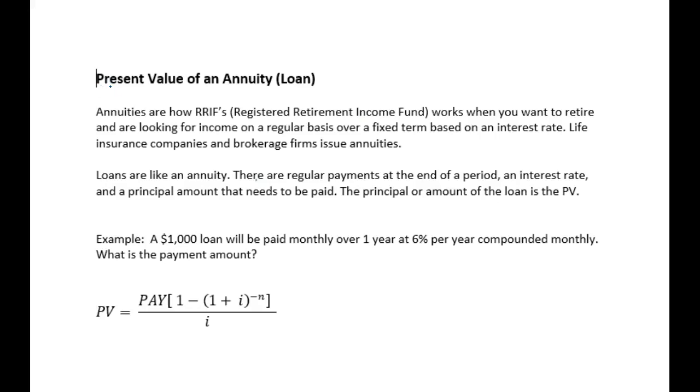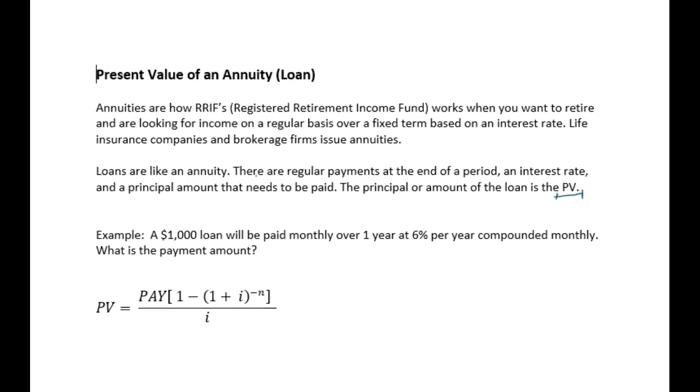So we'll look at another example of using the present value of an annuity formula in terms of a loan. Annuities are really how a registered retirement income fund works. If you're looking at retirement rates and things like that, a lot of life insurance companies and brokerage firms look at annuities as well. You can think of loans like an annuity as well, since there are regular payments at the end of a payment period. You're given an interest rate, principal amount, etc. So you can think about loans in terms of the present value formula of an annuity. So let's do an example of looking at that.